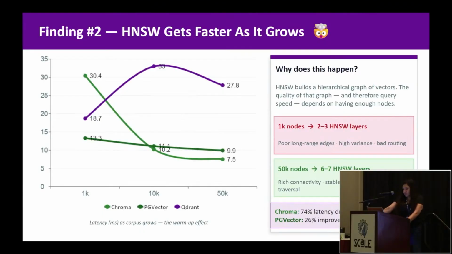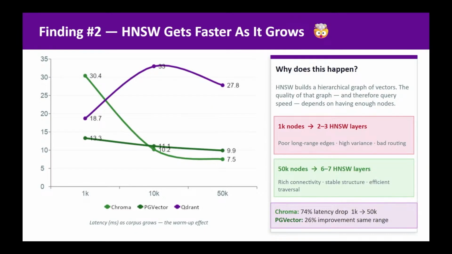Okay, finding number 2. HNSW gets faster as it grows. And this, to me, was counterintuitive. Because if you think about databases the normal way, more data means more work. But looking at this graph, you can see Chroma's line on this chart, at 1,000 vectors, the latency is 30 milliseconds. But at 50,000 vectors, with 50 times the data, the latency dropped. So latency dropped as corpus got bigger.